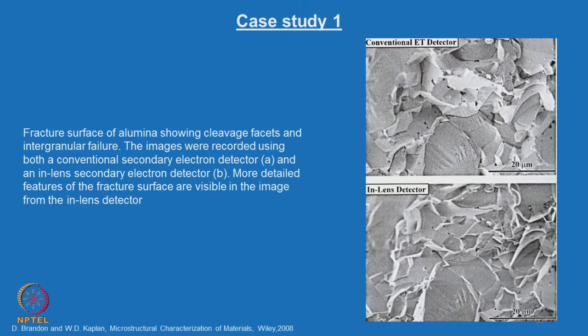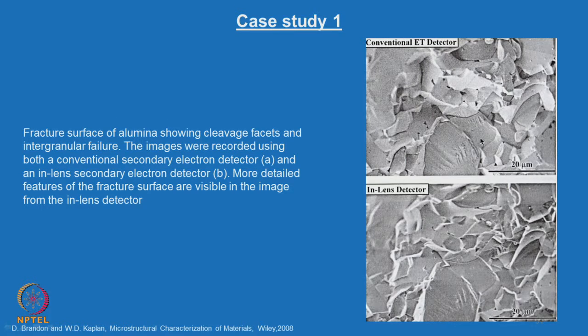Then we will see the same specimen, but it is a fracture surface. What you are now seeing is the fracture surface of alumina showing cleavage facets and intergranular failure. The images were recorded using both a conventional secondary electron detector, that is A, and the in-lens secondary electron detector, B. More detailed features of the fracture surface are visible in the image from the in-lens detector.